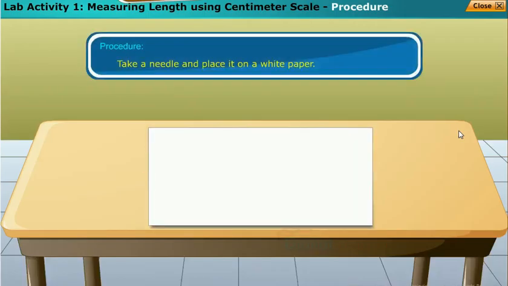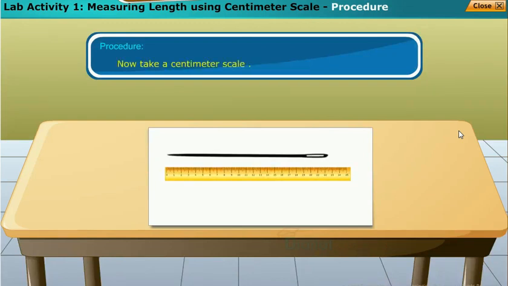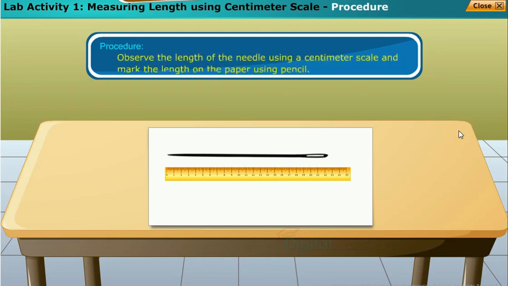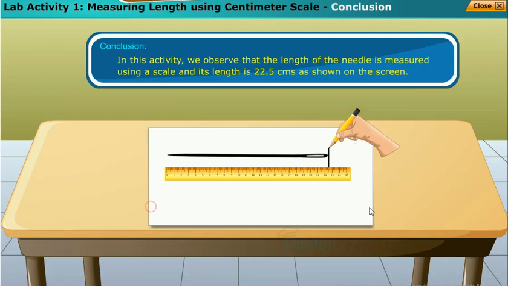Take a needle and place it on a white paper. Now, take a centimeter scale. Put it parallel to the needle as shown. Observe the length of the needle using a centimeter scale and mark the length on the paper using pencil. In this activity, we observe that the length of the needle is measured using a scale and its length is 22.5 centimeters as shown on the screen.